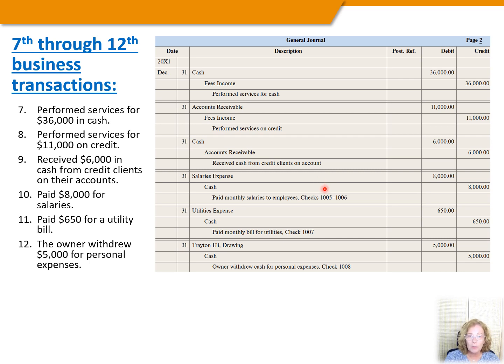The supporting documentation for salaries and wages is the payroll register. The 11th transaction is very similar, but we debit utilities expenses and credit cash, and the support for the utilities expense is the utility bill. For the last transaction, we need to debit the drawing account and credit cash for $5,000. For Trayton Eli's withdrawal, I would want to see a document signed by Trayton and acknowledging that he received $5,000.